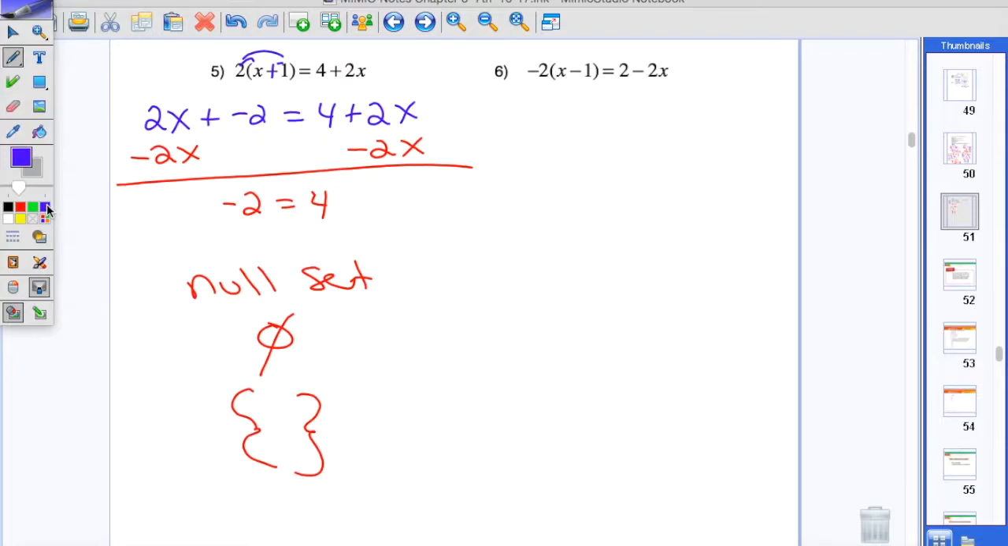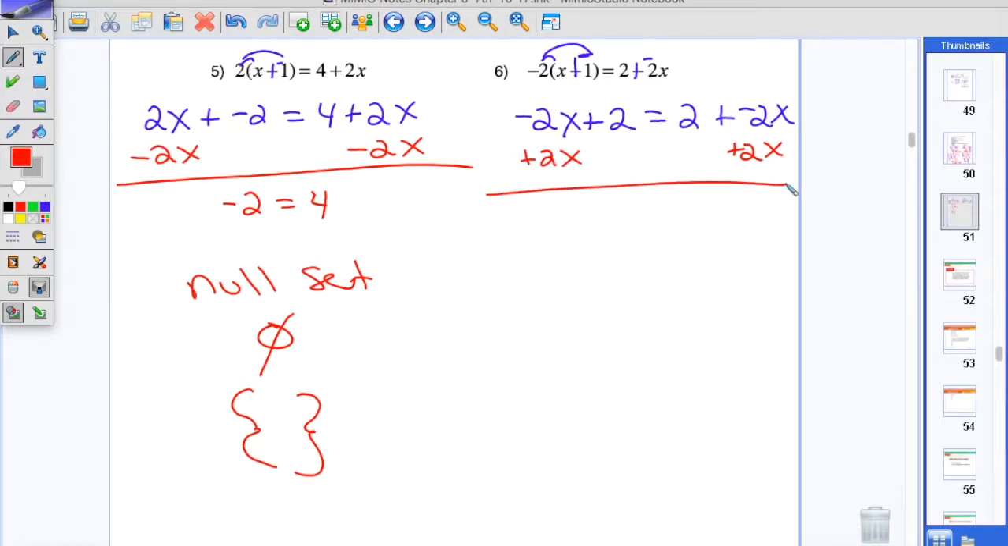On number 6, we have a negative 2 times x minus 1 in parentheses is equal to 2 minus 2x. So change subtraction to add in the opposite. Distribute, so we get negative 2x plus, this is a negative 1 over here, so we get a positive 2 is equal to 2 plus a negative 2x. Now we need to get the variable to one side, so when we add 2x to both sides, the negative 2x on the left and on the right cancels out when you add the 2x to both sides. You're left with 2 is equal to 2, which is all numbers.